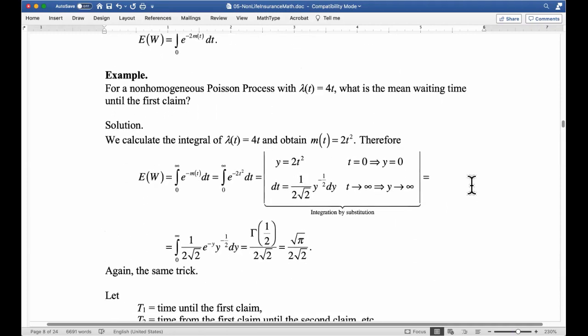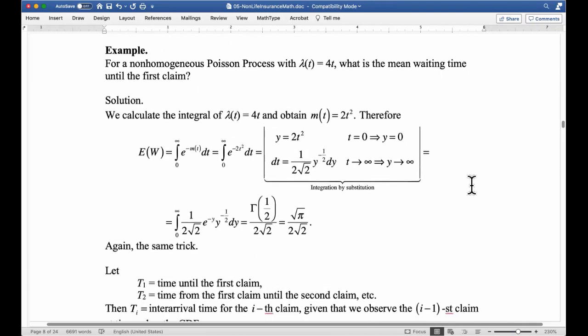And it's another example where we again are going to play with the gamma function. And again, you don't really have to be worried about it, but we're going to do this because it's educational. So for a homogeneous Poisson process with lambda of t equal to 4t, what is the mean waiting time until the first claim? So the integral of lambda of t equal to 4t is 2t squared. The expected value is the integral from 0 to plus infinity of e to the minus m of t dt. That's the integral from 0 to infinity of e to the minus 2t squared dt.